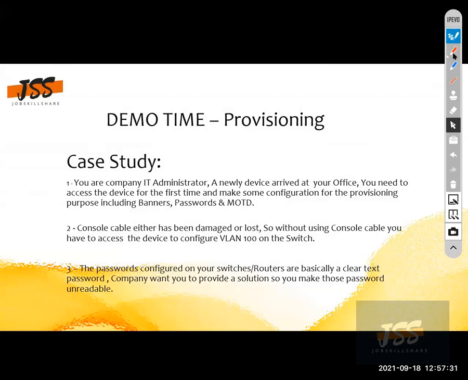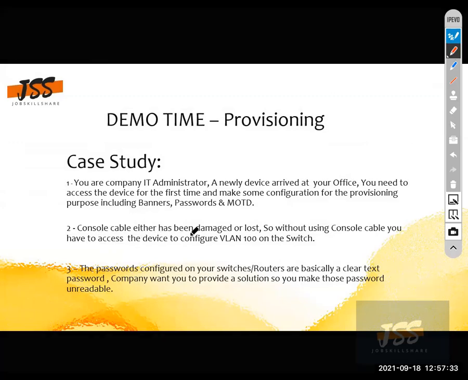So the next point is: the console cable either has been damaged or lost. Without using the console cable, you have to access the device to configure VLAN 100. For example, your network administrator or senior network admin asks you to create VLAN 100 on that switch, and you don't have a console cable. What will you do?